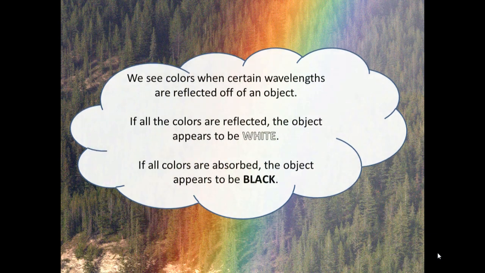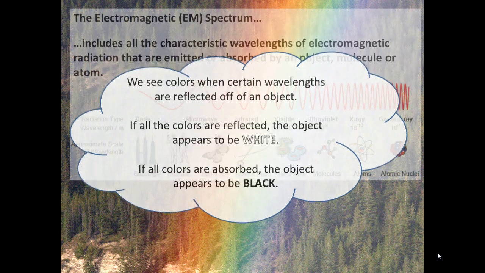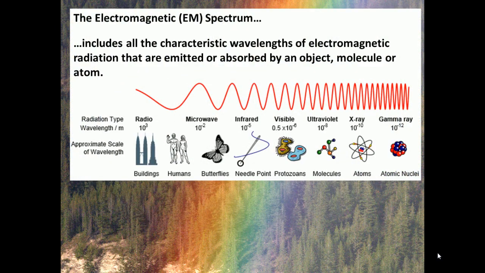We see colors when certain wavelengths are reflected off of an object. If all the colors are reflected, the object appears to be white. If all the colors are absorbed, the object appears to be black. The electromagnetic, or EM, spectrum includes all the characteristic wavelengths of electromagnetic radiation, or a portion thereof, that are emitted or absorbed by an object, molecule, or atom.